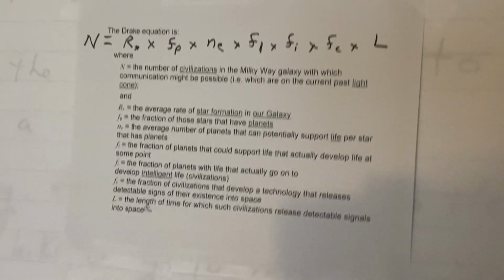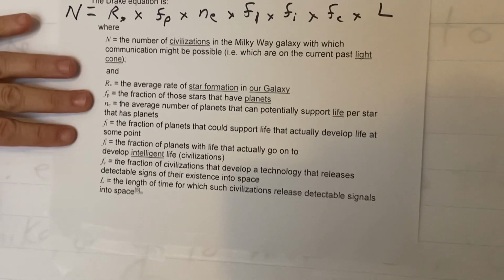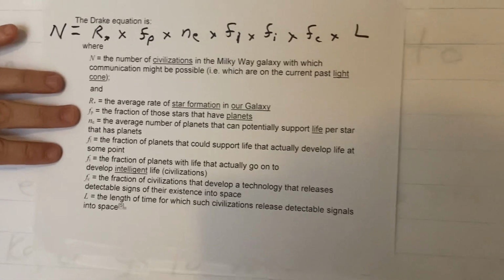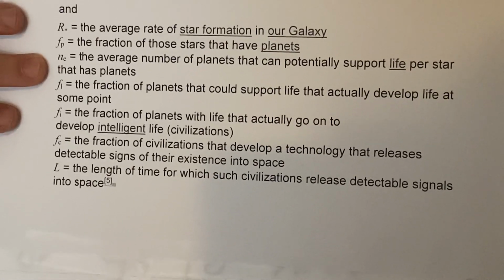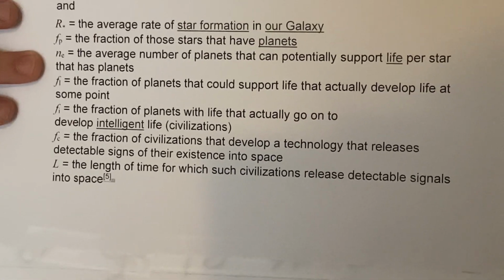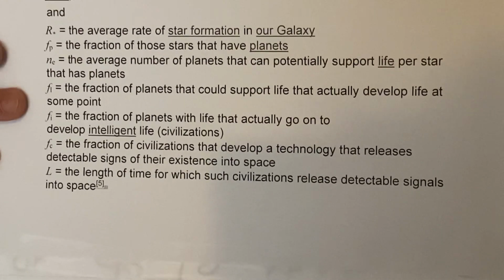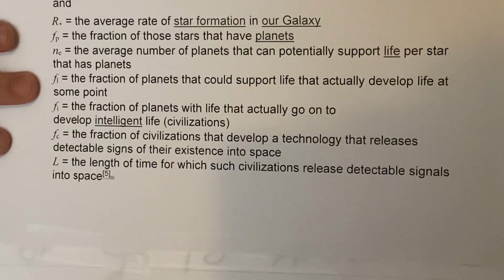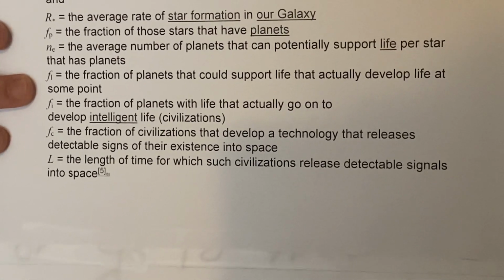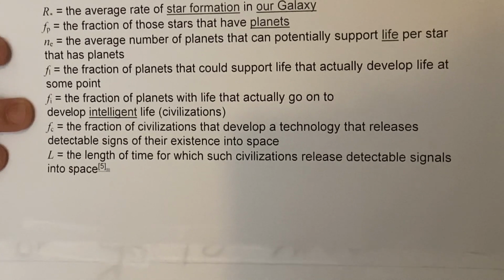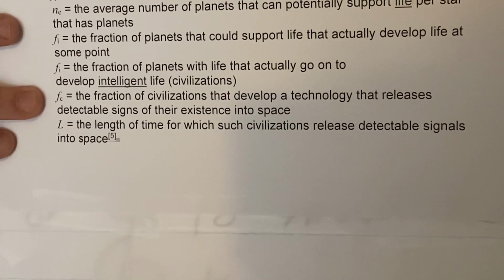We have R sub S, which is the average rate of star formation in our galaxy. F sub P is the fraction of those stars that have planets. N sub E is the average number of planets that can potentially support life per star that has planets. And then we have some F's here. F sub L is the fraction of planets that could support life that actually develop life at some point. F sub I is the fraction of planets with life that actually go on to develop intelligent life.